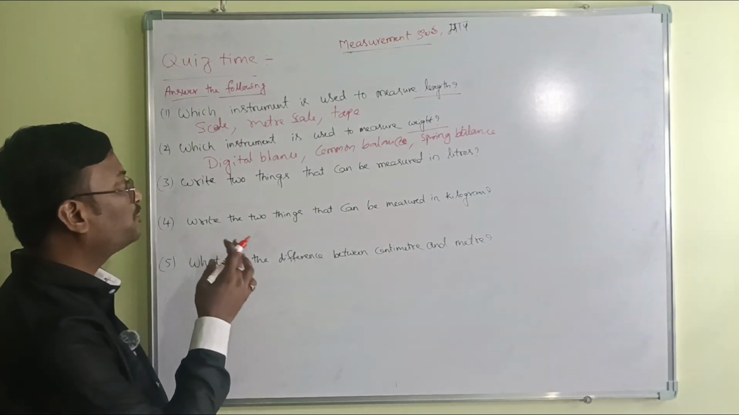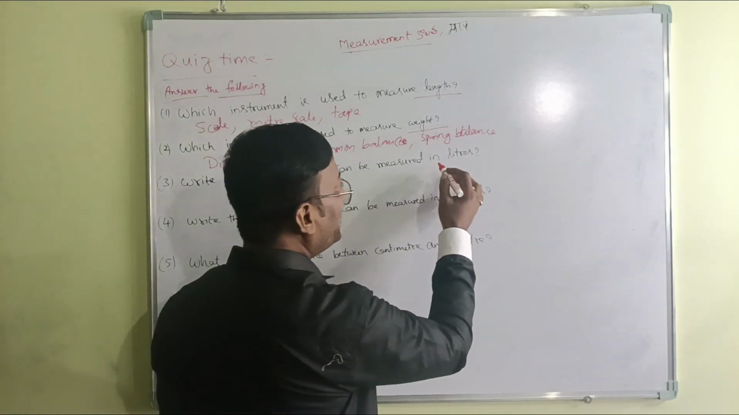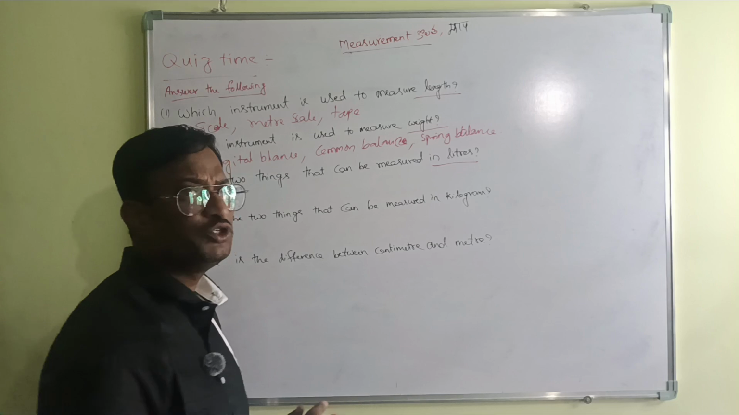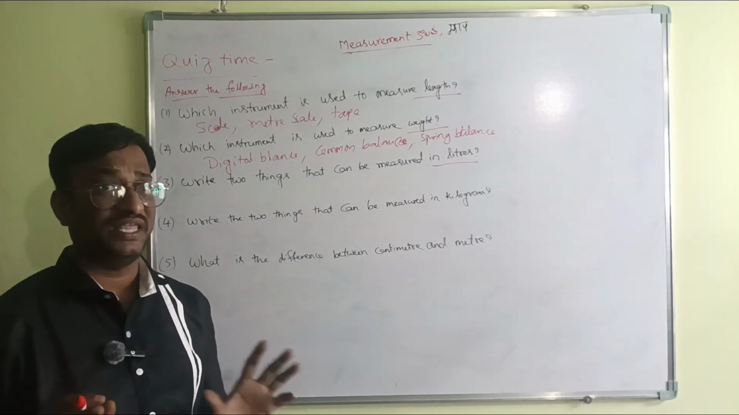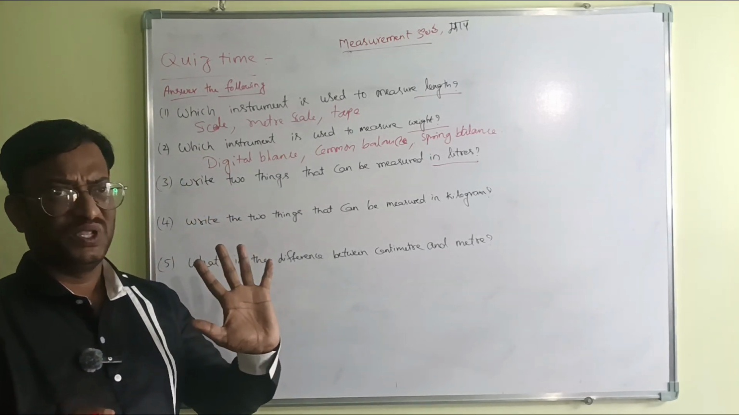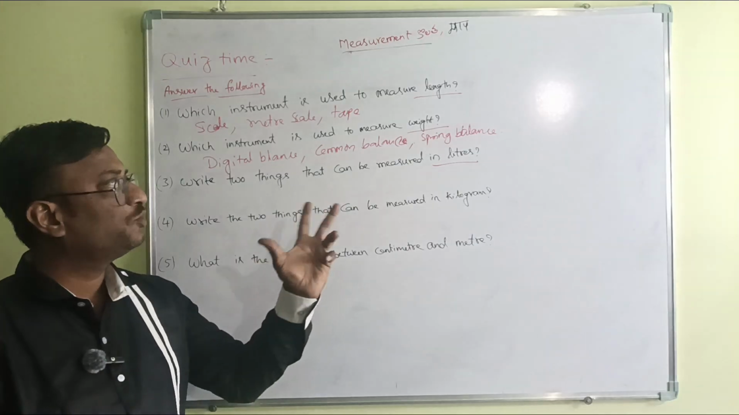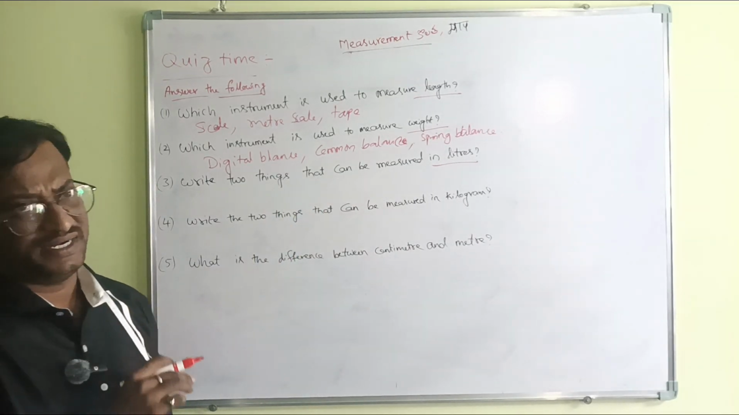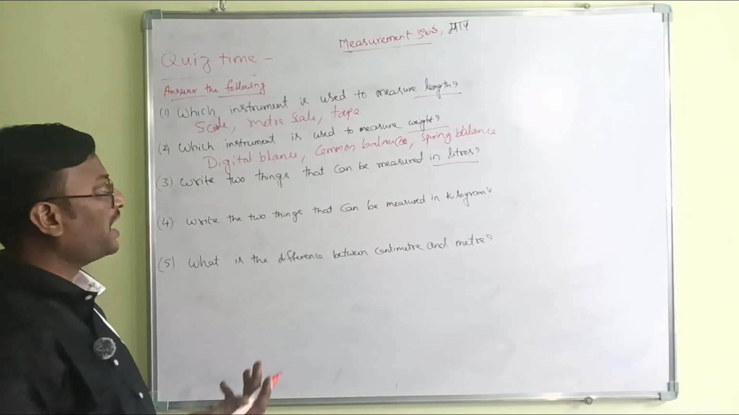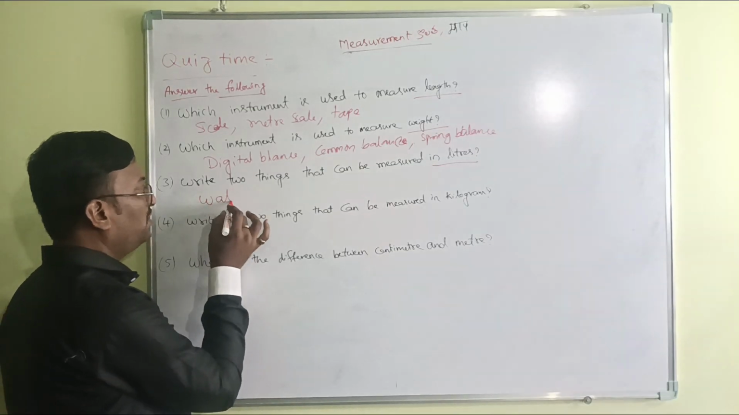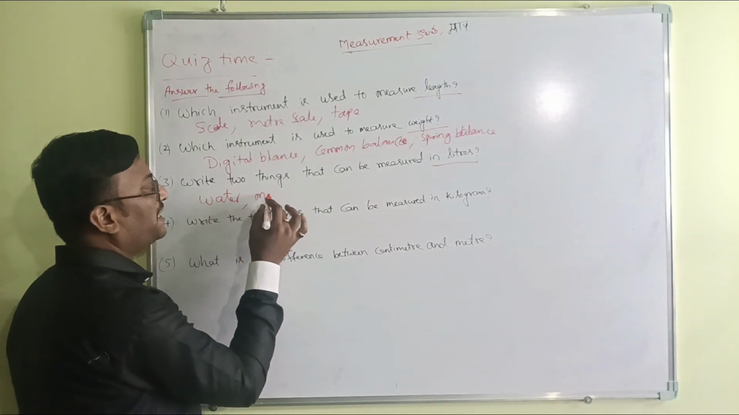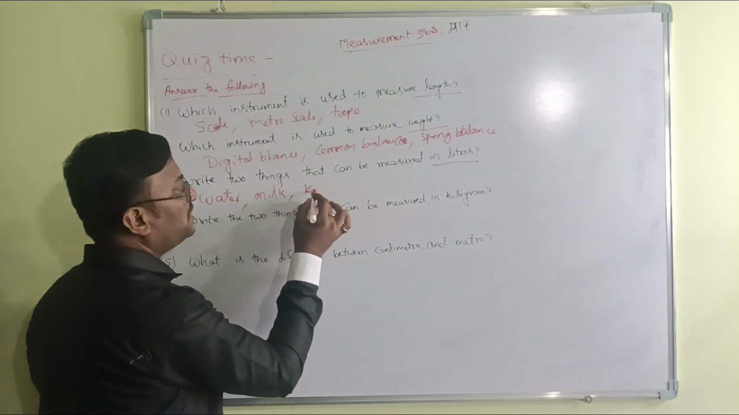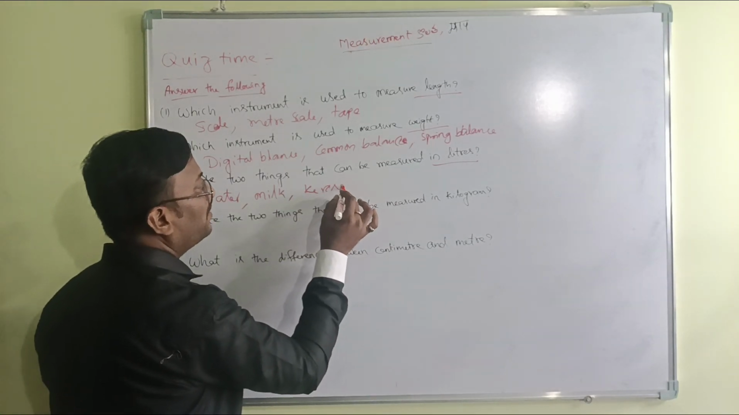Okay, write the two things that can be measured in liters. We should write the two things, not the unit here. Two things that can be measured in liters. What do we measure in liters? We can measure water in liters. You can measure milk in liters. You can measure kerosene in liters.